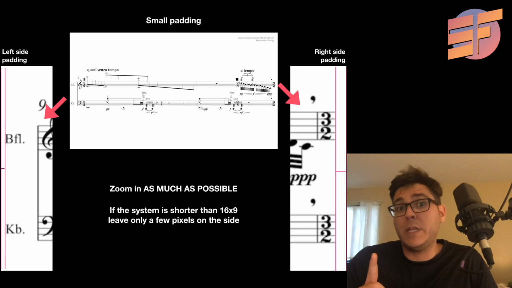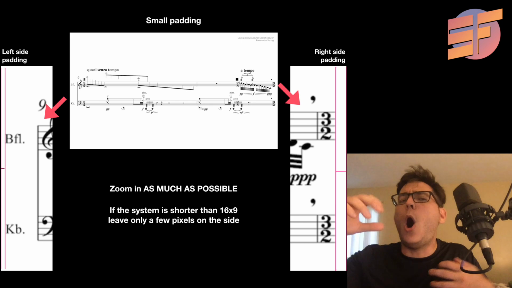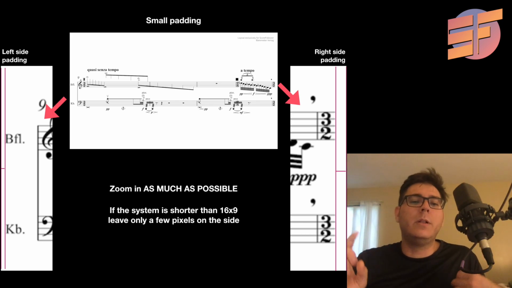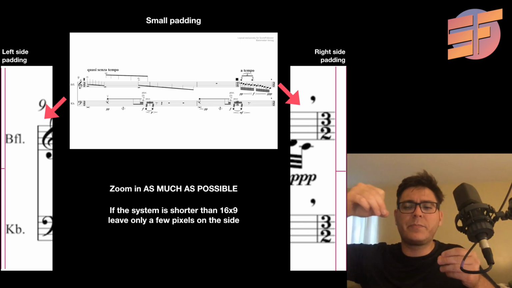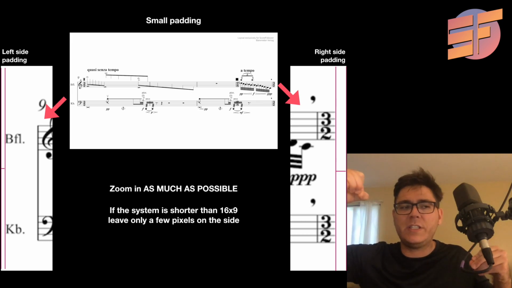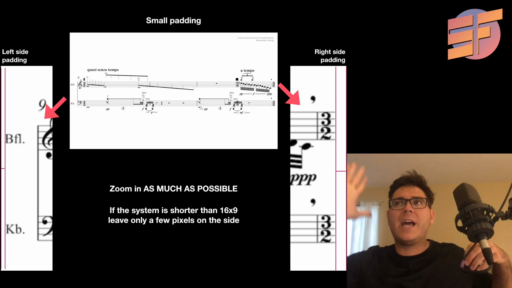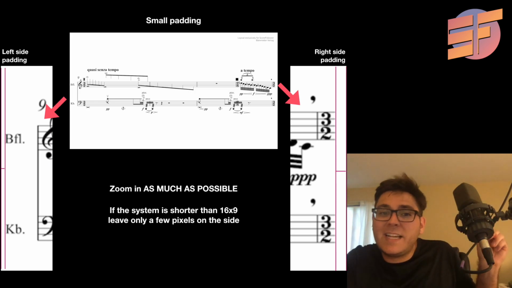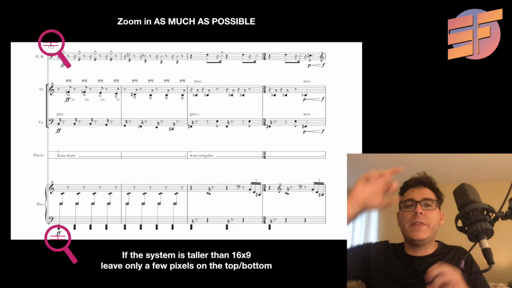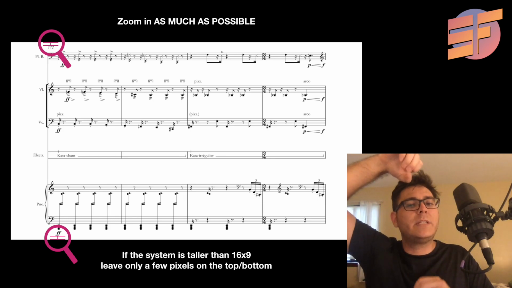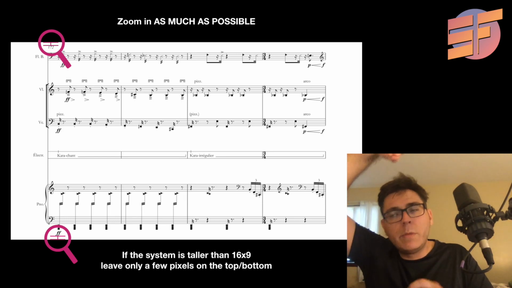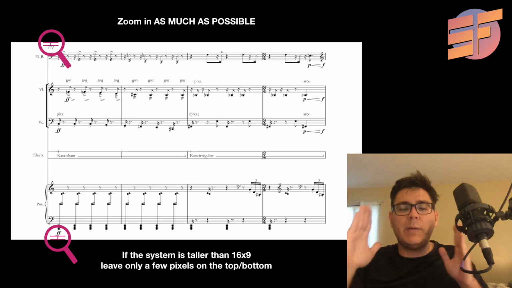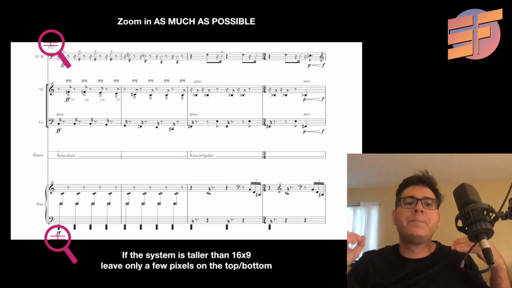We like to display the score, I'll say, almost as large as possible. And what I mean by that is it's nice to stretch the system until either the sides of the system get really close to the sides of the frame, or the top and the bottom of the system get really close to the top and bottom of the frame, whichever comes first depending on the shape of the system.